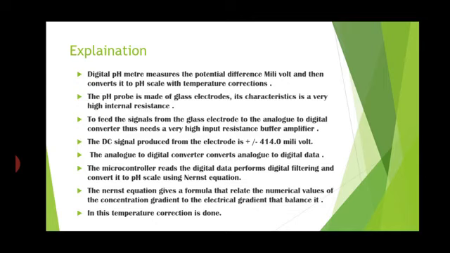The analog to digital converter converts analog to digital data. This digital data is read in a microcontroller, which performs digital filtering and converts it to the pH scale using the Nernst equation. The Nernst equation gives a formula that relates the numerical values of the concentration gradient to the electrical gradient that balances it. In this, temperature correction is also done.